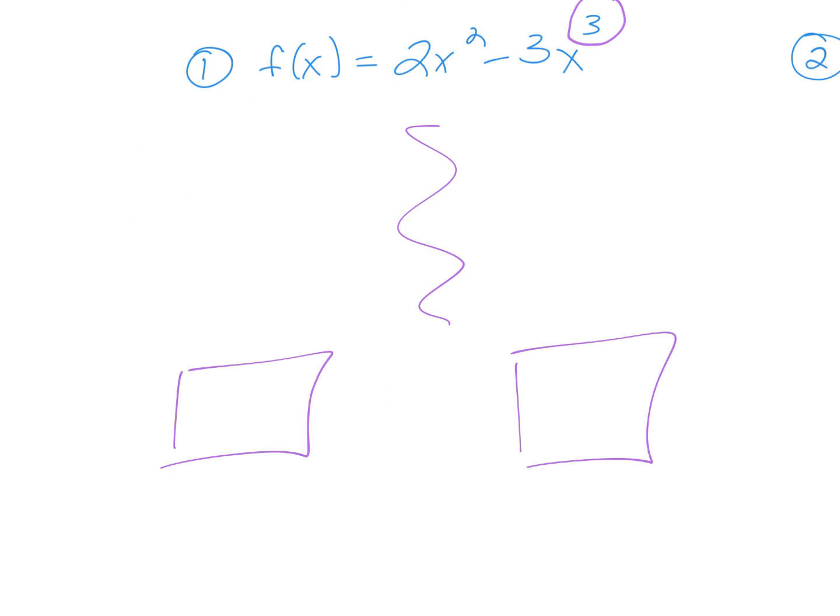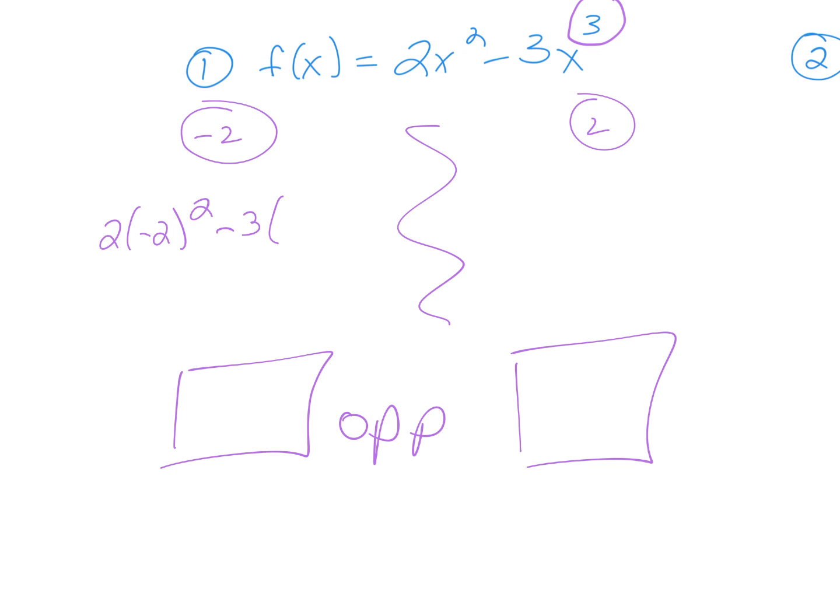What word is going to go in between my two answers? Opposite. Very good. These need to be exact opposites of each other. What number do we want to use? 2 and negative 2. Okay, so negative 2 and positive 2. So I have 2 times negative 2 squared, 3 times negative 2 cubed. Lots of 2's and 3's in there. So when we go through and evaluate, what is negative 2 cubed?